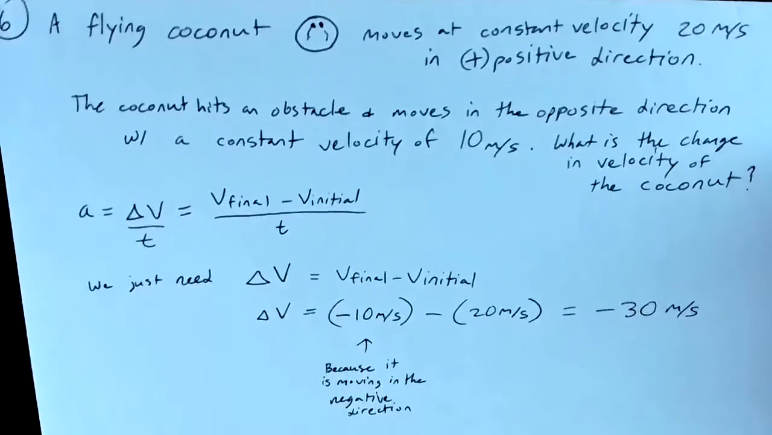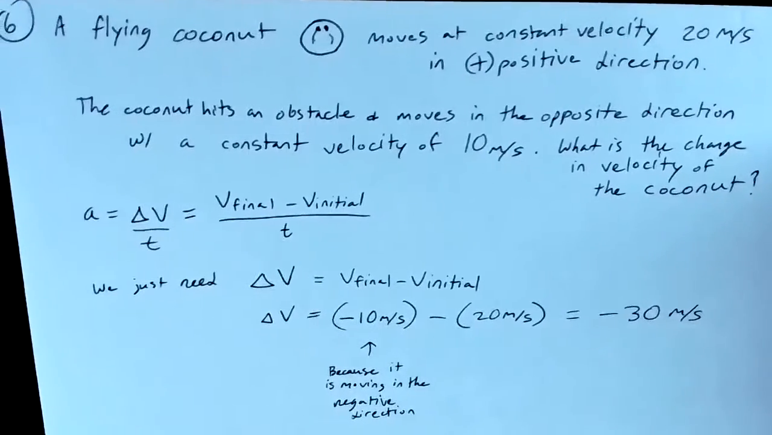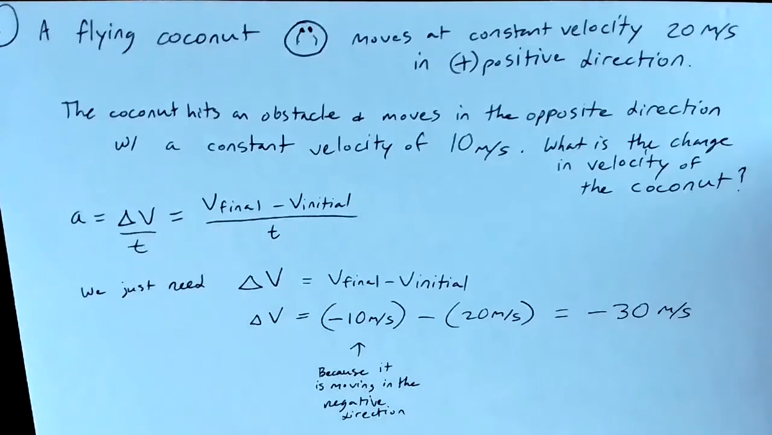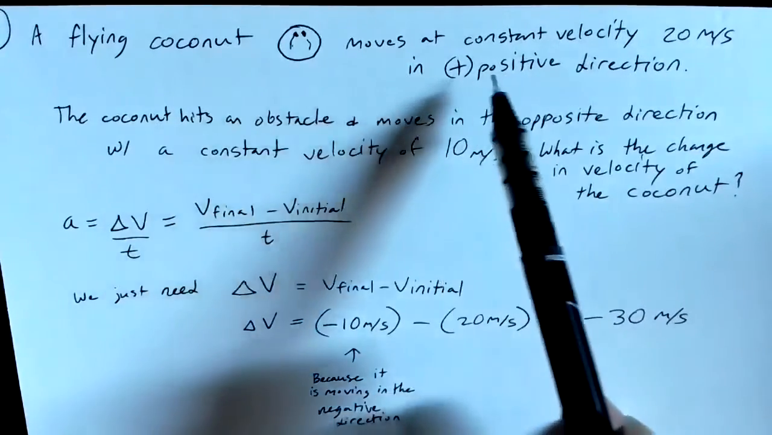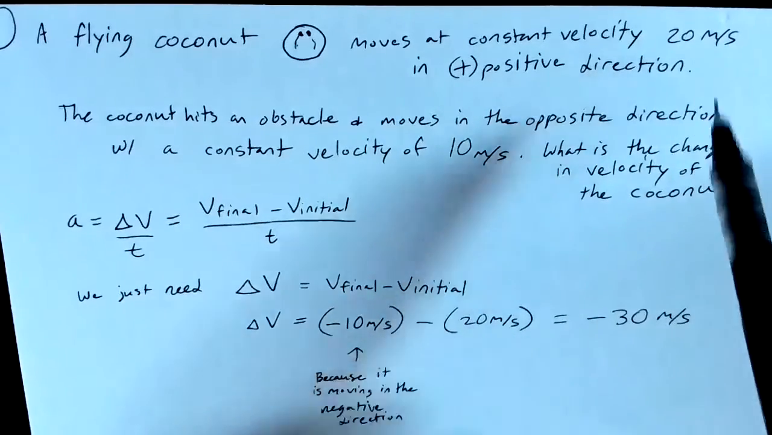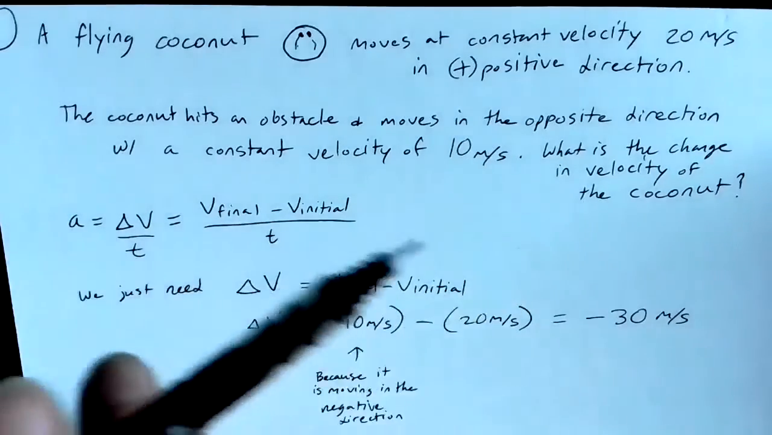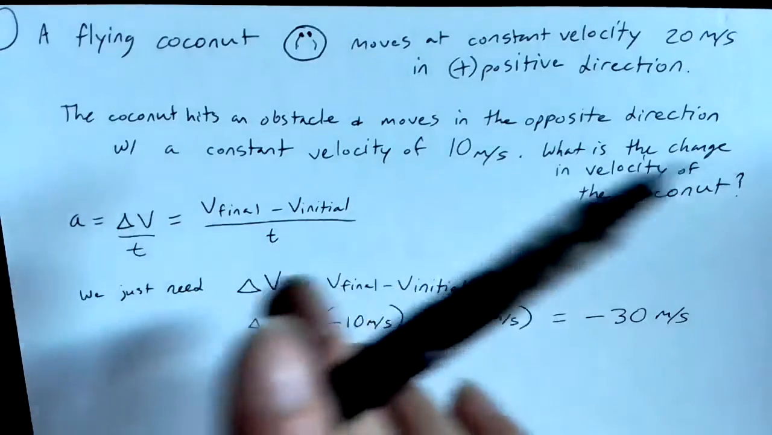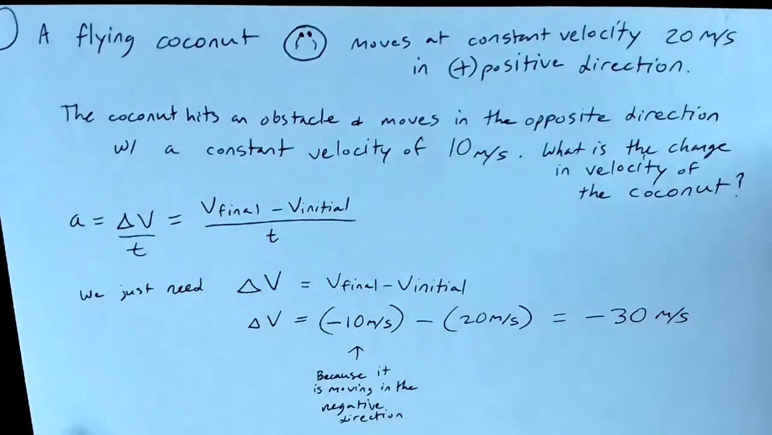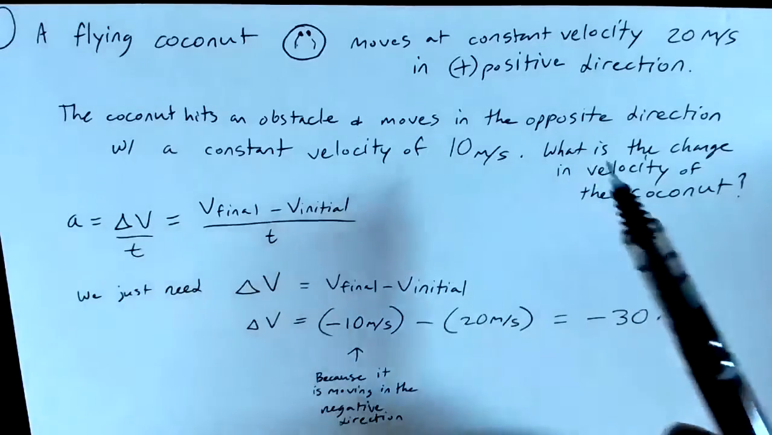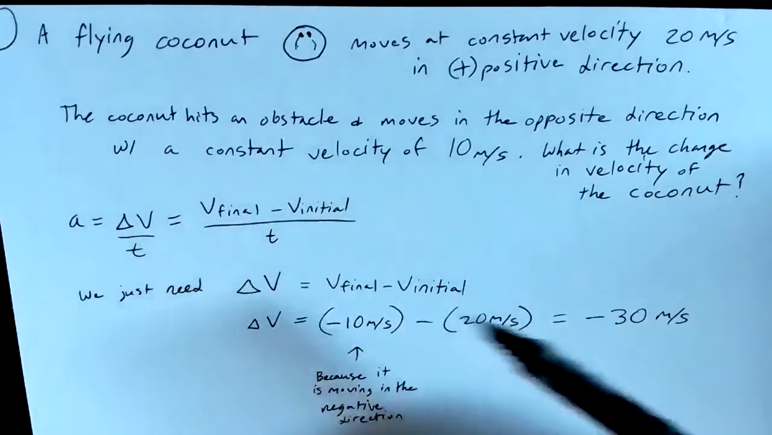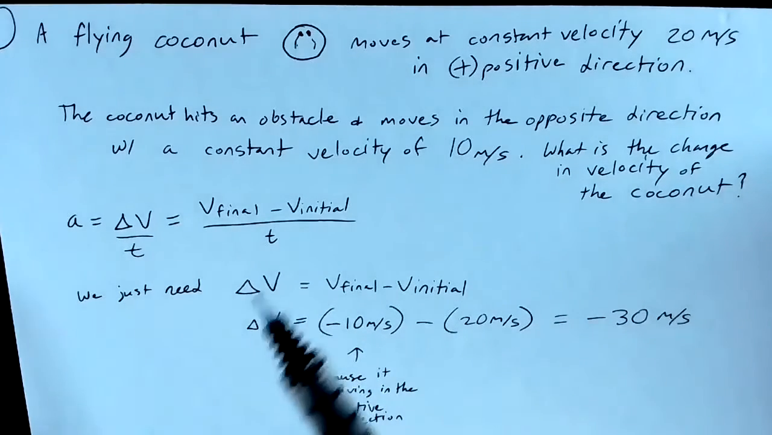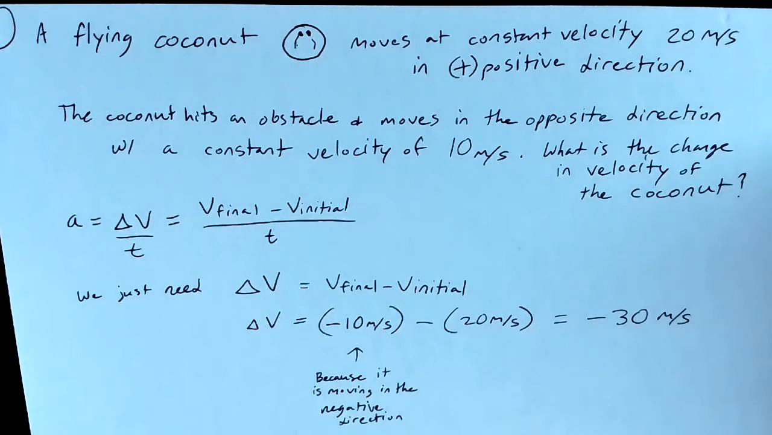All right, so number 6, we're dealing with a flying coconut. So the coconut moves at a constant velocity of 20 meters per second in the positive direction. So we'll say to the right is a positive direction. The coconut hits an object and moves in the opposite direction. So the opposite direction would be the negative direction. And now it has a velocity of 10 meters per second. What is the change in velocity of the coconut?